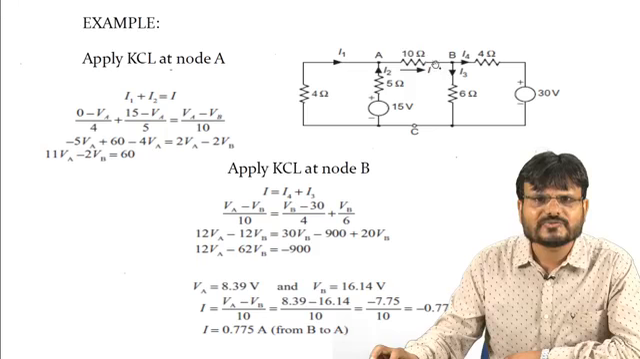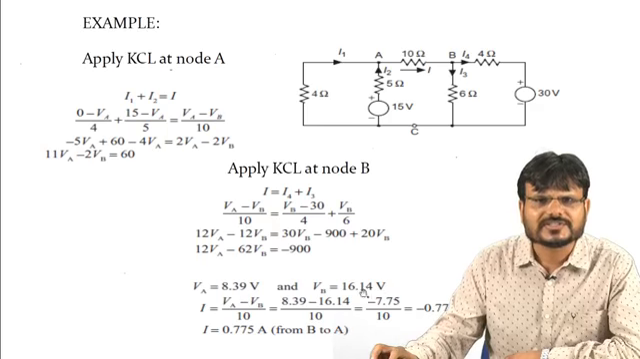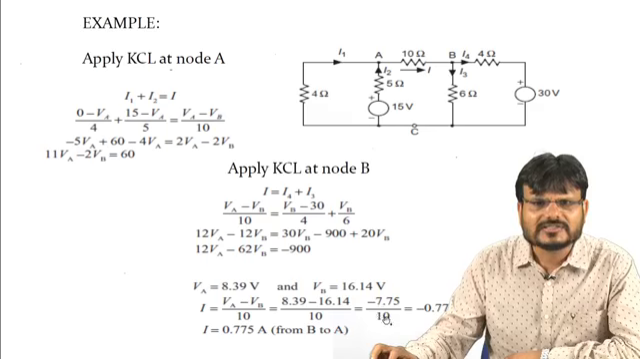Now suppose you have to find the value of the current I. So I is equal to (VA minus VB) upon 10. VA is 8.39 and VB is 16.14, so just put the values here. Here you can see this current is denoted as minus 0.775.